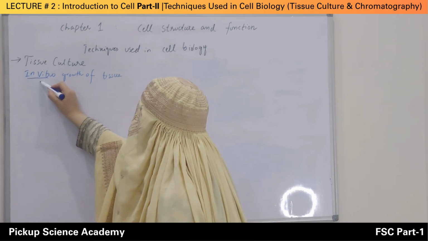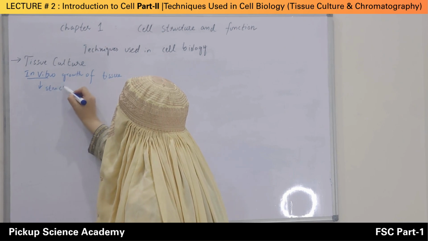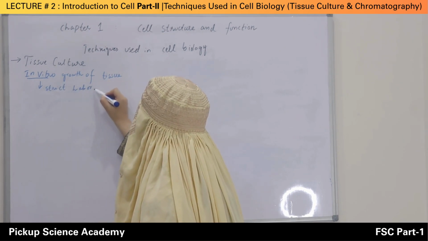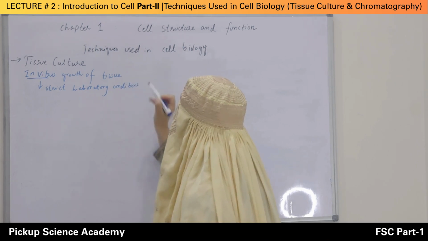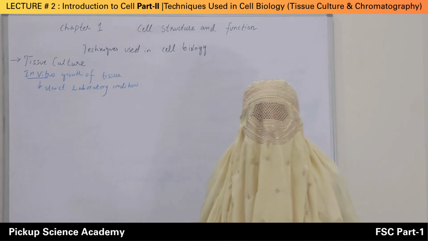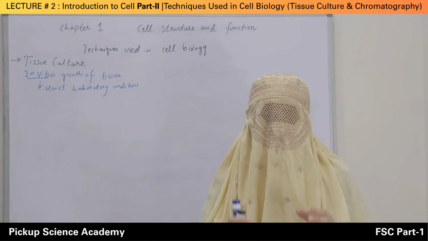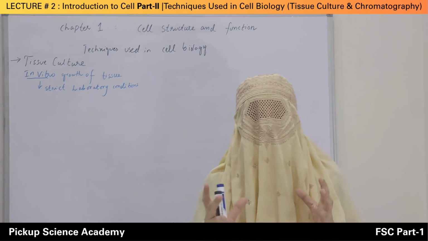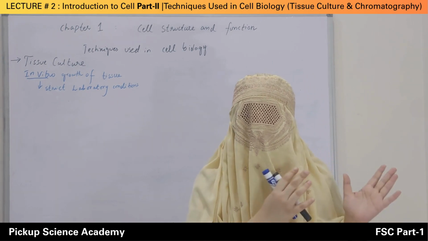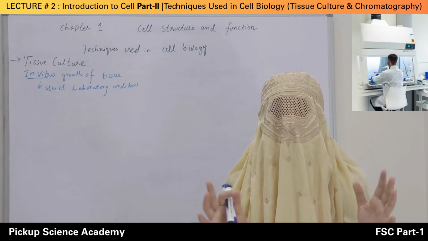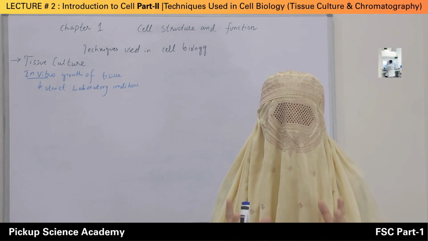What is meant by in vitro? In vitro is by providing strict laboratory conditions. So we grow a tissue outside an organism's body by providing specific laboratory conditions. We use a specific instrument for it, and it is the laminar flow hood. It is also called a biosafety cabinet, and also a cell culture hood.